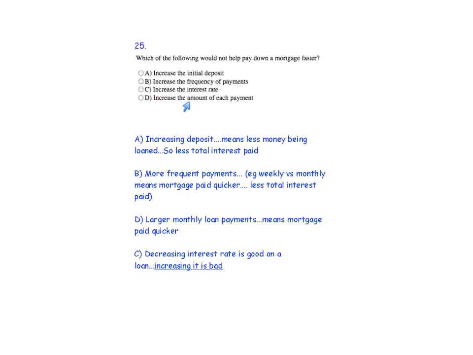Now, also possibility D, increasing the amount of each payment. So larger monthly loan payments, again, means that the mortgage is paid more quickly. But possibility C, increasing the interest rate, is that going to help us to pay our mortgage down more quickly? If the monthly or weekly interest that we pay on the mortgage is going to be increased, is that going to help us pay the mortgage down more quickly?